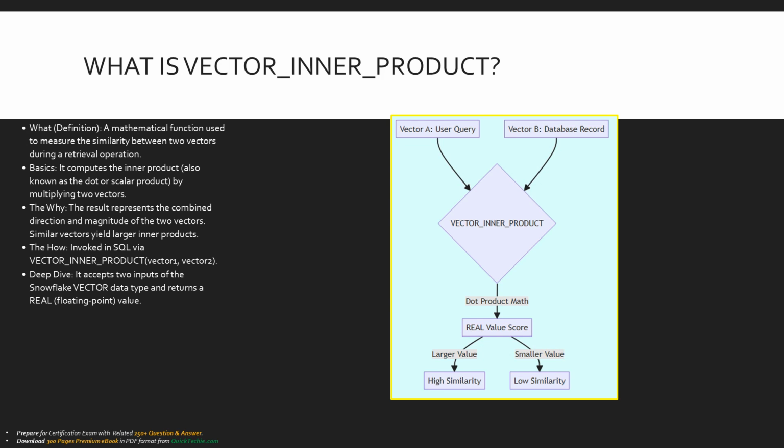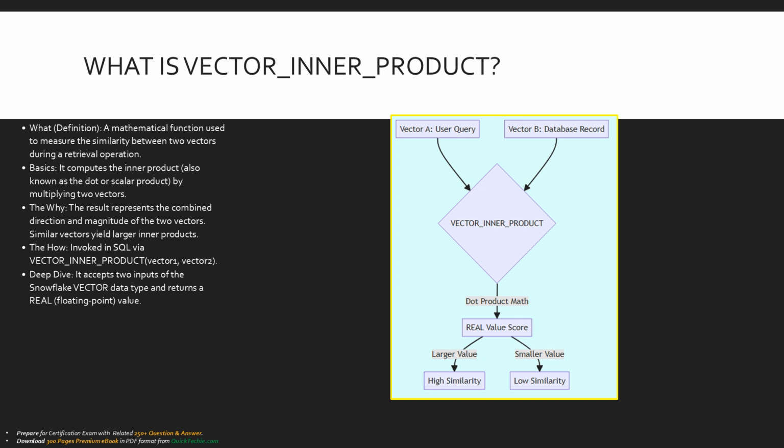Vector inner product is a specialized, highly optimized mathematical function built natively into Snowflake to measure the similarity between two vectors. In linear algebra, this is also known as the dot product or scalar product. The function essentially multiplies the corresponding dimensions of two vectors and sums them up. Why is this useful? Because the resulting numerical value represents the combined direction of the two vectors. If two vectors point in the exact same semantic direction, meaning the text concepts are highly related, the inner product will be a larger number.